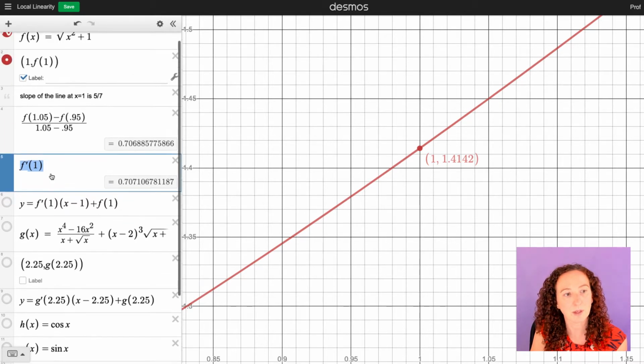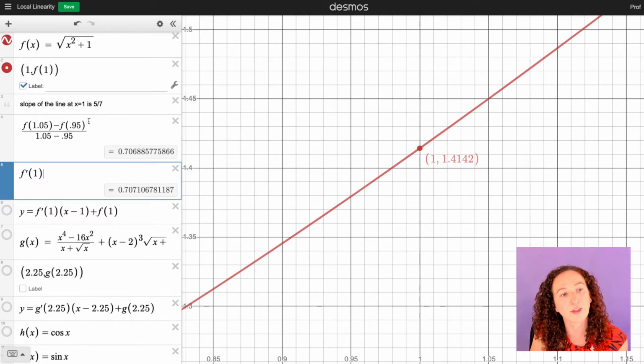Notice that the units of a slope are the units of y over the units of x. And so therefore, those are the units of f prime of whatever my x value is as well. There's going to be another video that only deals with units, but I just wanted to get you thinking about that.